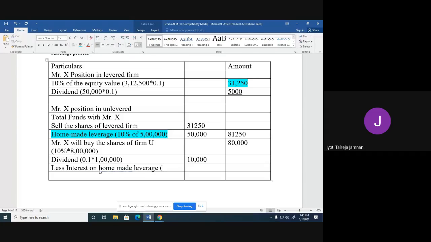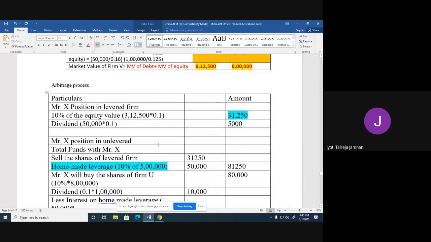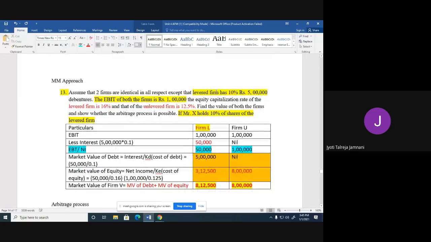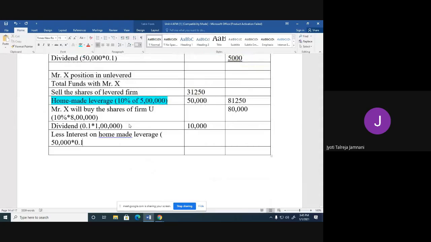Okay, so for that we'll find how much he has borrowed. He has borrowed 50,000 rupees. See here, 50,000 is what he has borrowed. And we'll check what was the interest rate of the company. Same interest he is going to pay. So levered firm has 10% 5 lakh debentures. So the interest rate was 10%. 50,000 at 10% he will pay, which is equal to 5,000 rupees. So from 10,000, he'll pay 5,000 interest. So how much is the remaining income? 5,000. Is it clear?